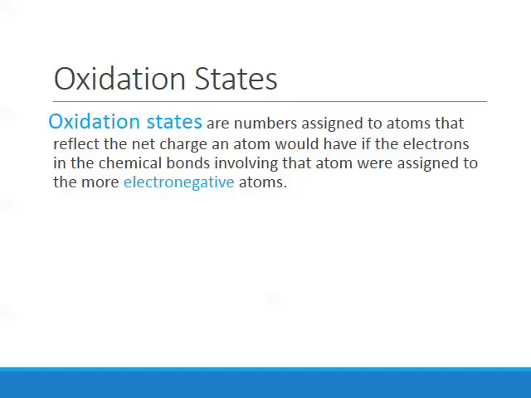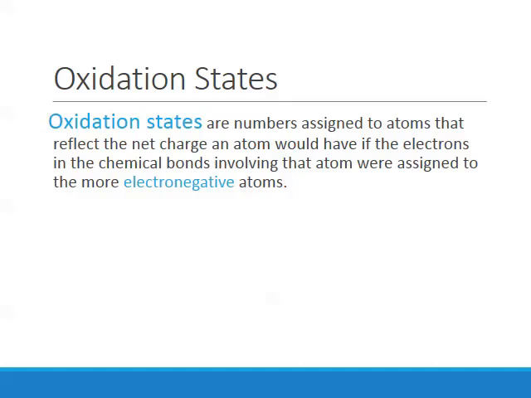You remember from an earlier unit that covalent bonds often have differences of electronegativity between the atoms, and that leads to polar and nonpolar covalent bonding. With oxidation states, what we assume is that when there's any difference of electronegativity between two atoms in a bond, we will give the electrons to the more electronegative element. So what that does is it makes the more electronegative element suddenly look like it has a negative charge, and the less electronegative element in the bond looks like it has a positive charge.